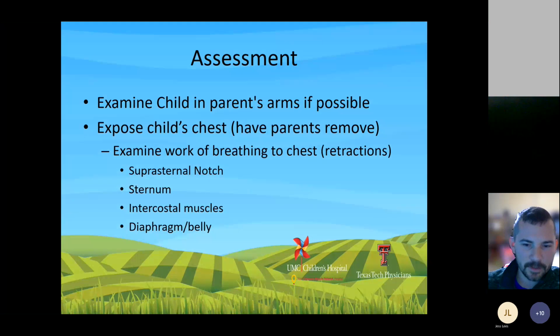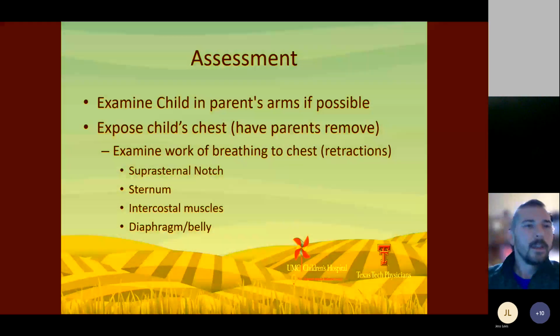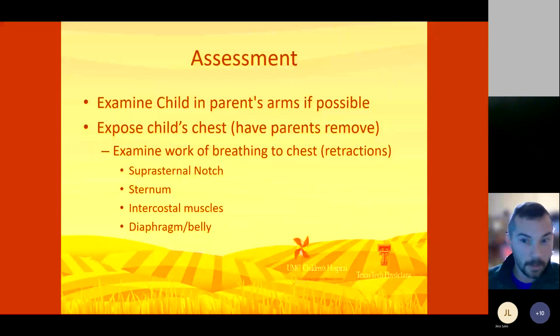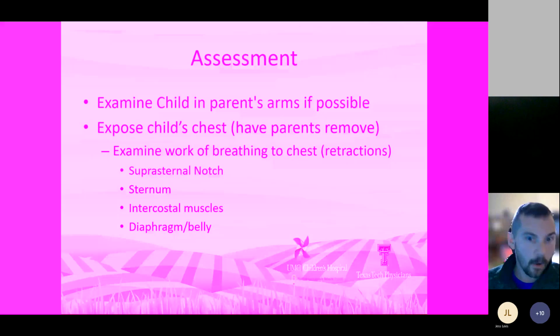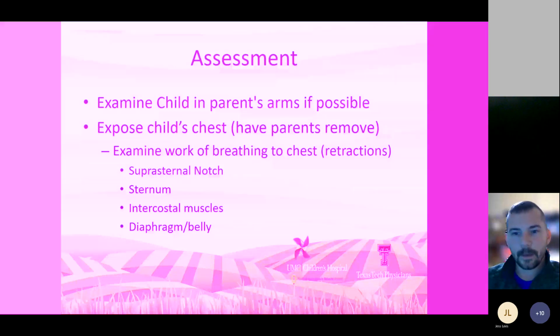Where do we look for retractions? The suprasternal notch, here in the neck above the collarbone region, is one good key area. These will help define where I have an obstruction, or how hard this child is working to breathe.